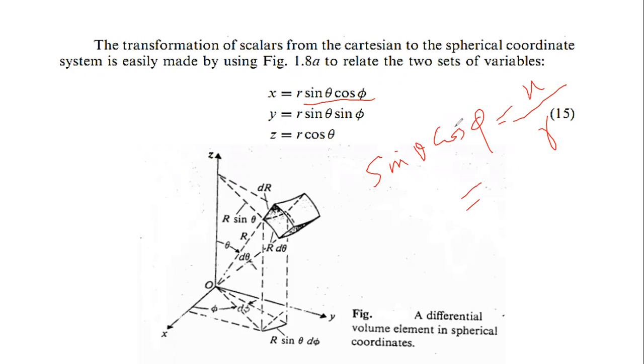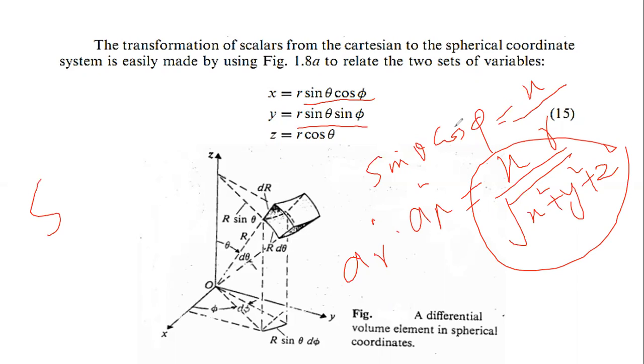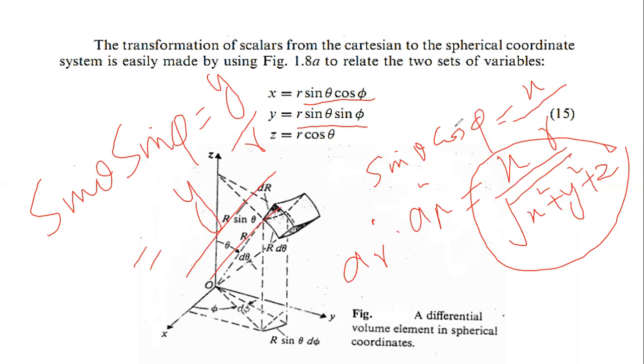And we know that in spherical coordinate system, r is equal to under root x square plus y square plus z square. So a r dot ax will be equal to x divided by under root x square plus y square plus z square. Similarly, from this equation, sine theta sine phi can also be found out. So sine theta sine phi will be equal to y divided by r, and that will be equal to y divided by under root x square plus y square plus z square. Similarly, from this equation, cos of theta can also be found out.